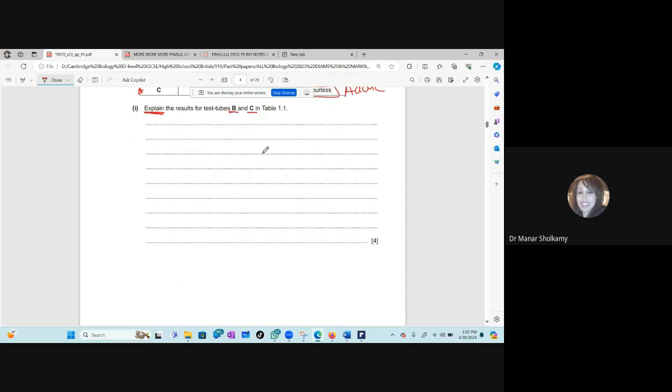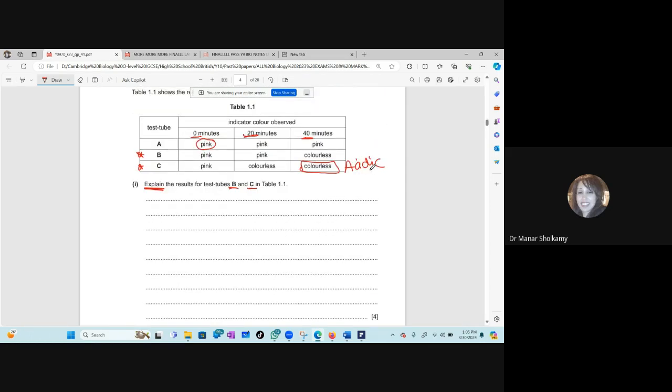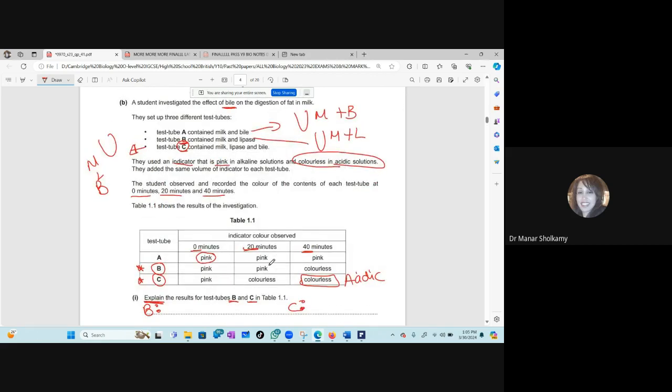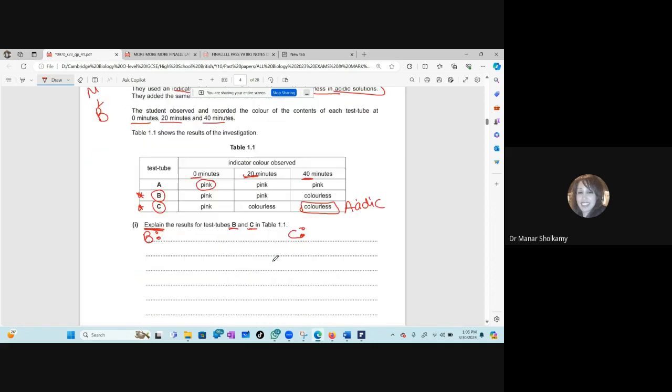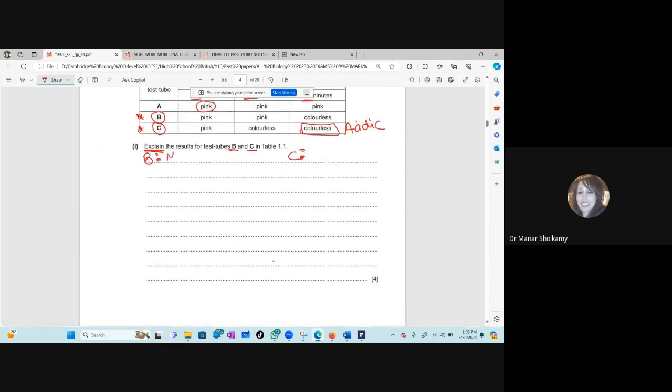Now, how do you answer a question like this? They clearly want you to explain the results for test tube B and test tube C. So you can divide it into test tube B and test tube C. Let's go back to the question. Test tube B, what was in the test tube? Milk and lipase only. Test tube C, milk plus the bile plus lipase.